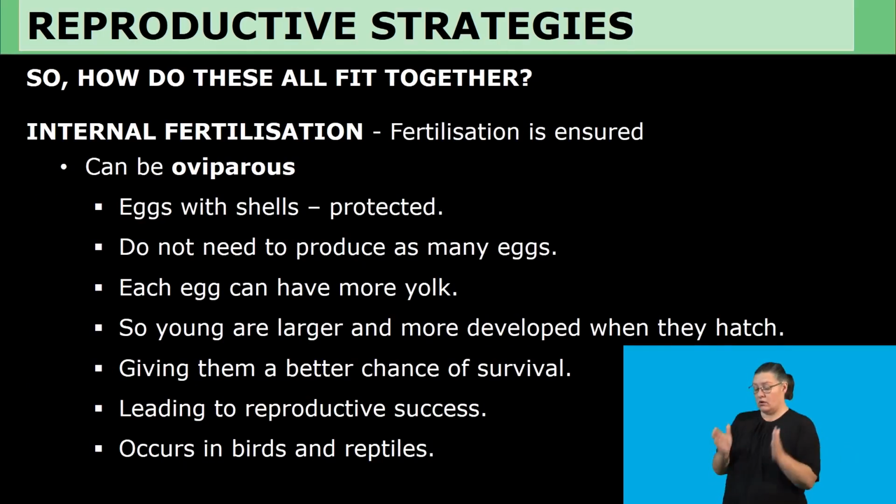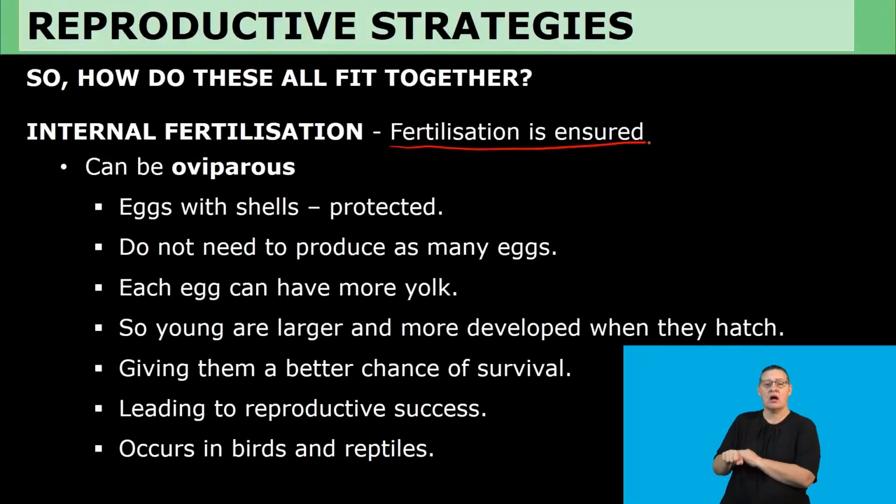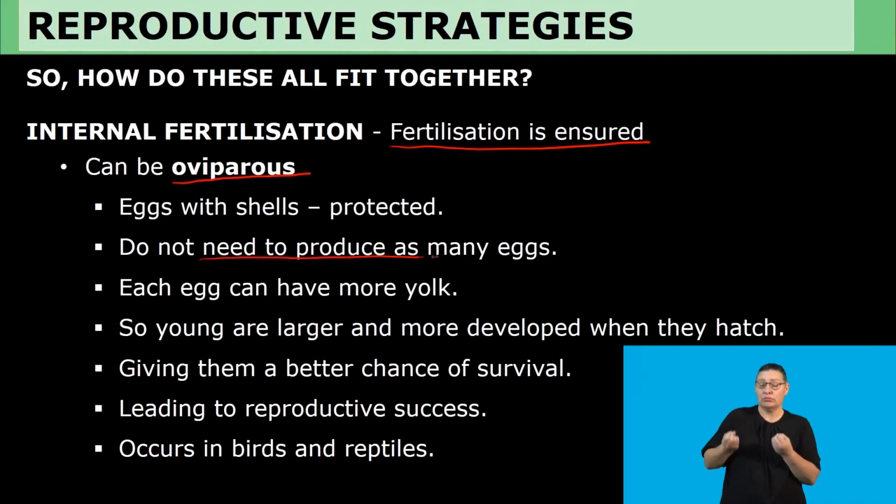Internal fertilization. We spoke now of external fertilization. Now we are looking at internal fertilization. Something good about it is that fertilization is ensured. This can also be oviparous. Eggs with shells are laid, so they are protected. In other words, the content of the egg is protected by the shell. There's no need to produce as many eggs compared to the frogs and fish. Here, there's no need to have many eggs produced.